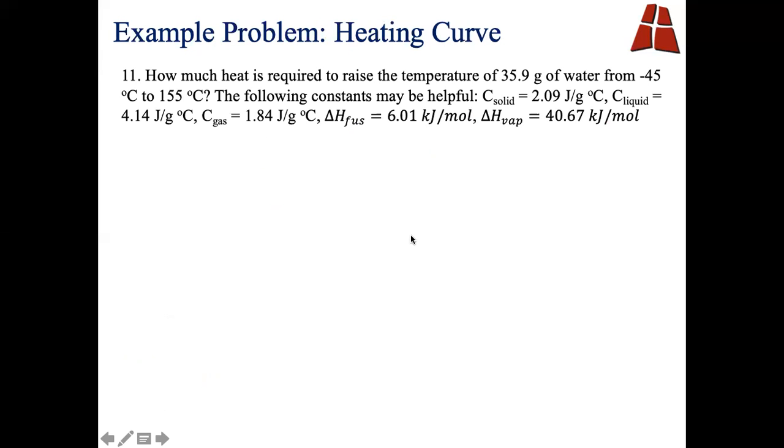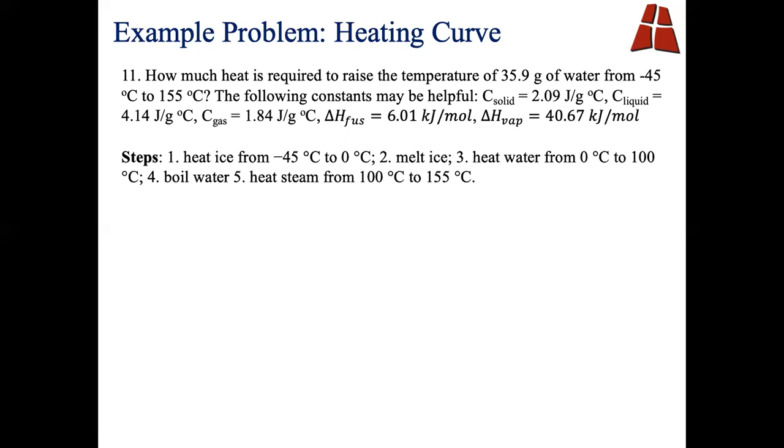If and when you encounter a problem like this on a quiz or during class, for example, this is number 11 from our in-class worksheet, I ask you how much heat is required to raise the temperature of 39.5 grams of water from negative 45 degrees Celsius to 155 degrees Celsius. I give you all of these C's, which are specific heats, and I also give you the enthalpy of fusion and enthalpy of vaporization. So how would we go about solving this?